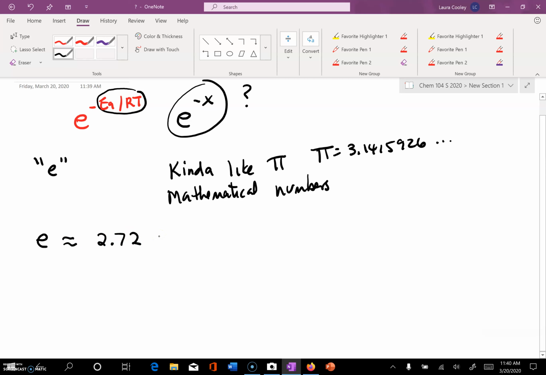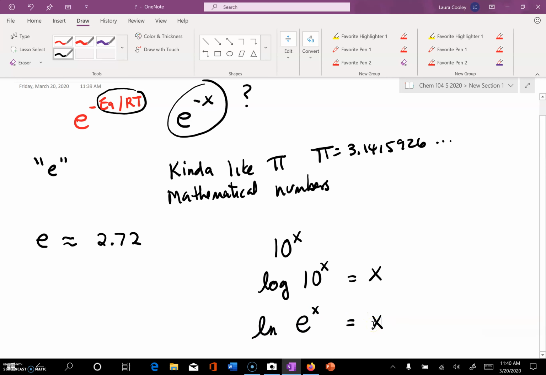And so just like 10 to the x, the log of 10 to the x is equal to x. The natural log of e to the x is equal to x. Is that right?